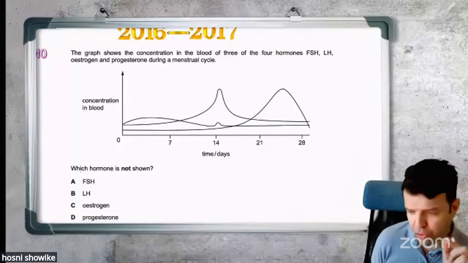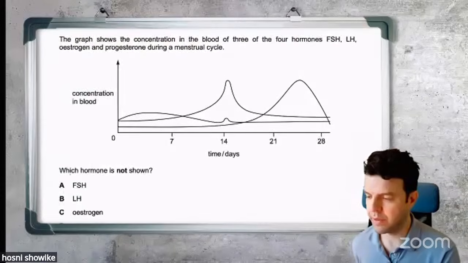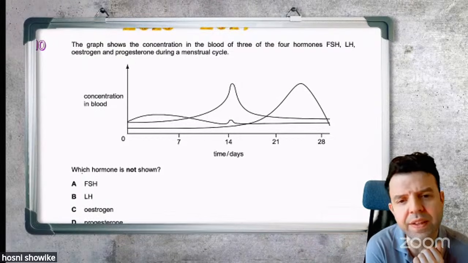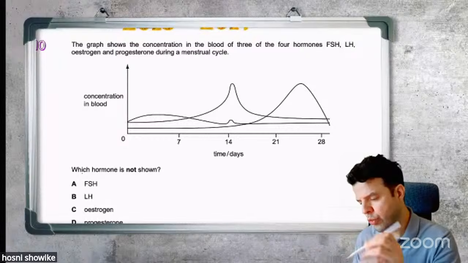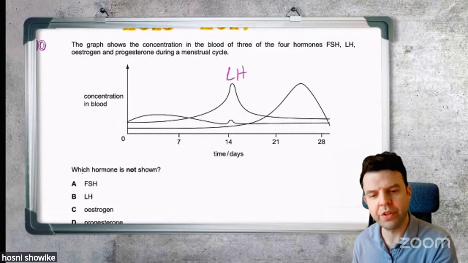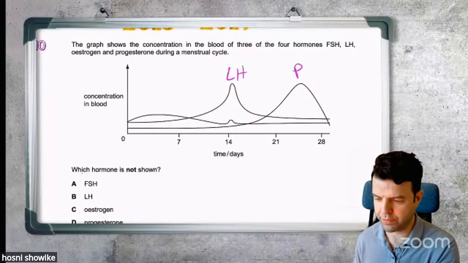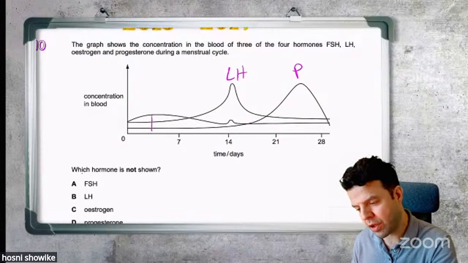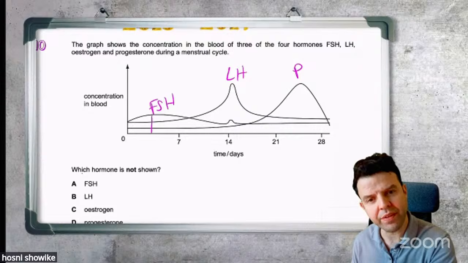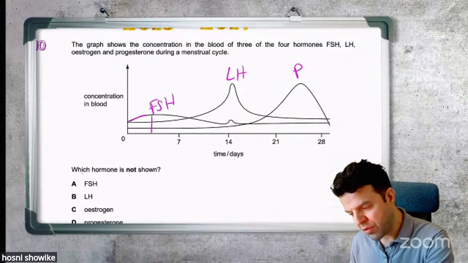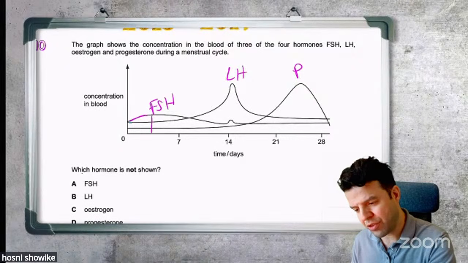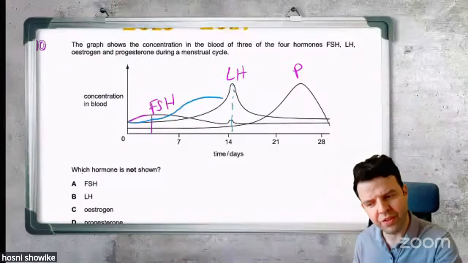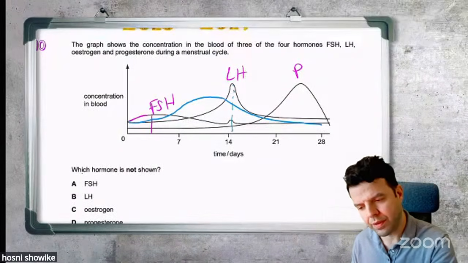Which hormone is not shown? Which hormone is missing? Last question. Tell me which hormone in this diagram is missing. Do you see LH? Yes. Do you see progesterone? Yes. Do you see the very first hormone here, right? That's FSH, it's there, right? It's already there. What is missing? As you can see, the missing one is estrogen. Estrogen rises here. It rises right before ovulation. It should be somewhere here, like this. Okay?